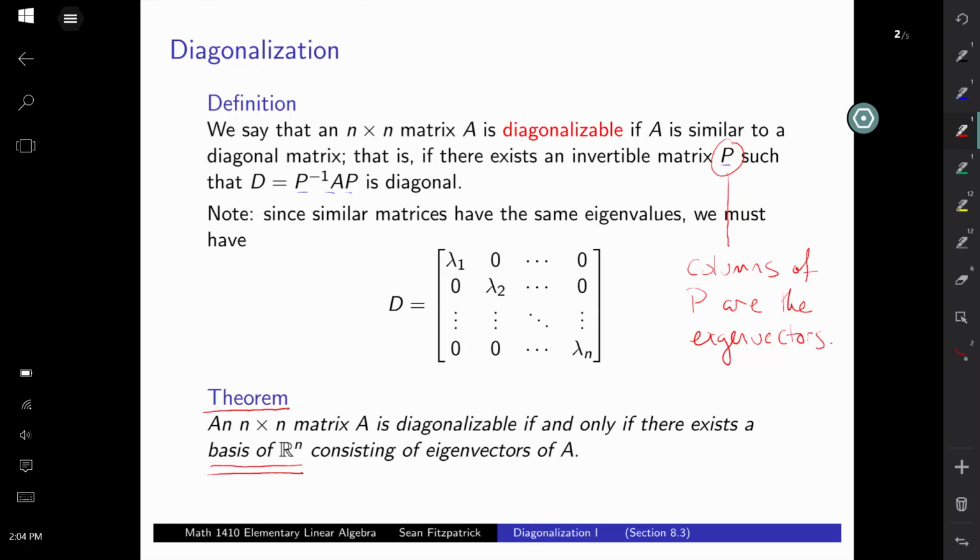Now, remember that for a matrix to be invertible, the columns have to be linearly independent. So you have to be able to find enough linearly independent eigenvectors, right? It's an n by n matrix, so you need n linearly independent eigenvectors, and a basic theorem of linear algebra, one that we don't prove in 1410, but in 3410 you would prove, is that anytime you have n linearly independent vectors in an n-dimensional space, you're guaranteed that they form a basis. So enough independent vectors automatically span.